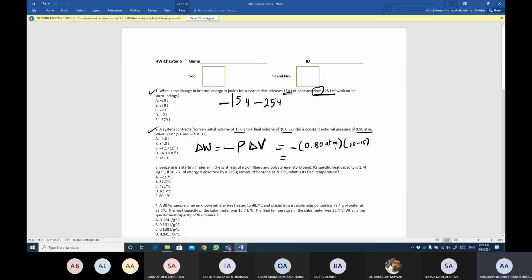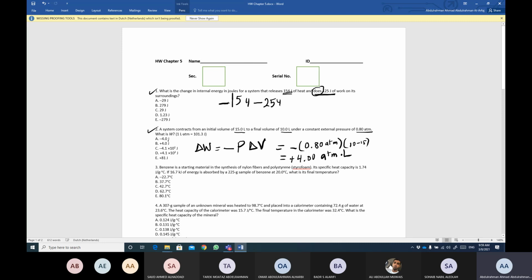No, give me the answer for the thing that we did here. Multiply 5 times 0.8. Is it 4? Yes, 4, exactly. Is it positive or negative first? Positive 4. Is this the correct answer? Now we need it in joules. No, the unit here is atmosphere times liter.